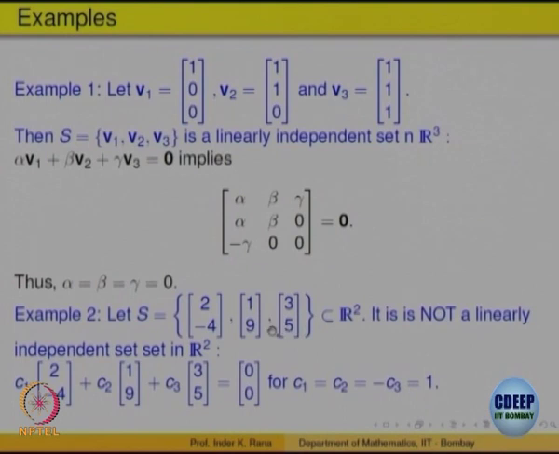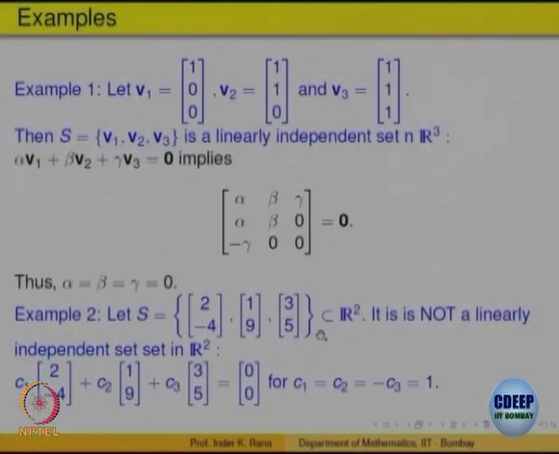This phenomenon we will observe very often: these are three vectors of two components each. Whenever you have a collection of vectors where the number of components is less than the number of vectors, they are always going to be linearly dependent. Can you see the reason why? Let us write and see why that should be true.